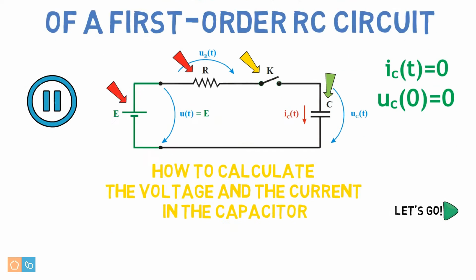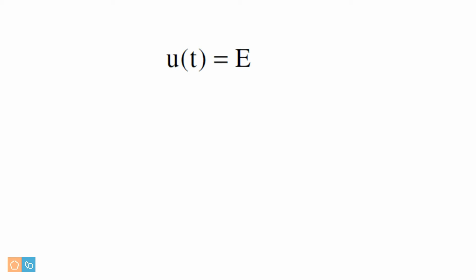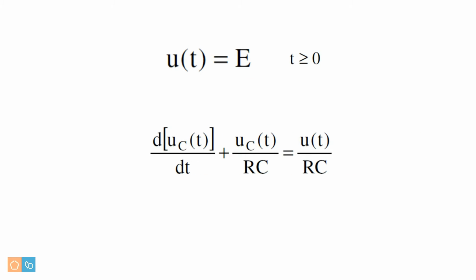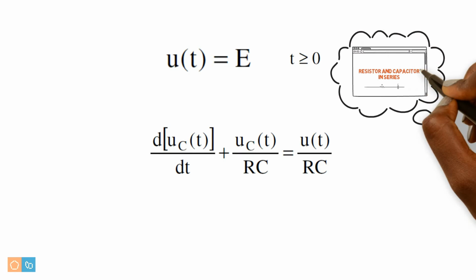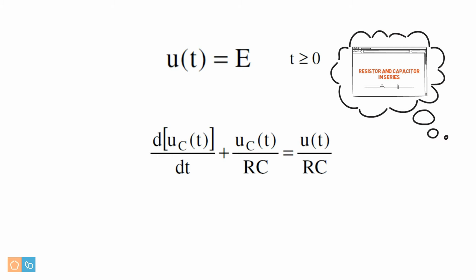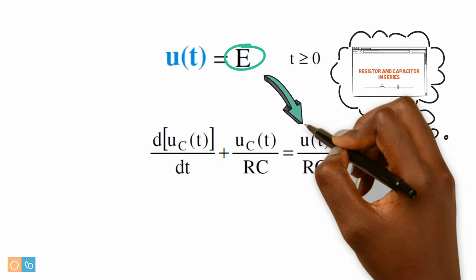In a circuit with such initial conditions, we have a voltage U equals E for t equal or greater than 0. The equation of the circuit is as follows. In case you want to remember how to get here, you can watch our introduction video to first-order RC circuits. Alright, knowing the value of U, which is E, we can replace it in this equation.